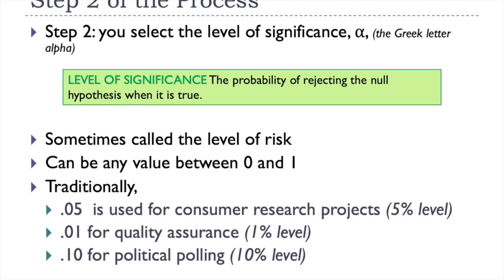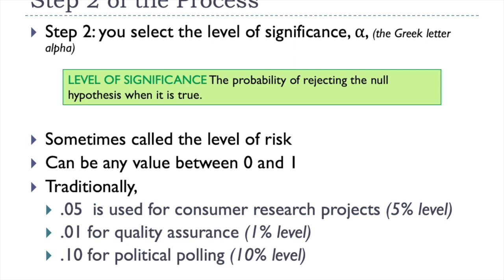Okay, so then the second step in our process here is we have to select what we call the level of significance. We use the lowercase Greek letter alpha for this. And the level of significance is just the probability of rejecting that null hypothesis when it is true. So it's called the level of risk. And there's not one level of significance that's applied to all tests.